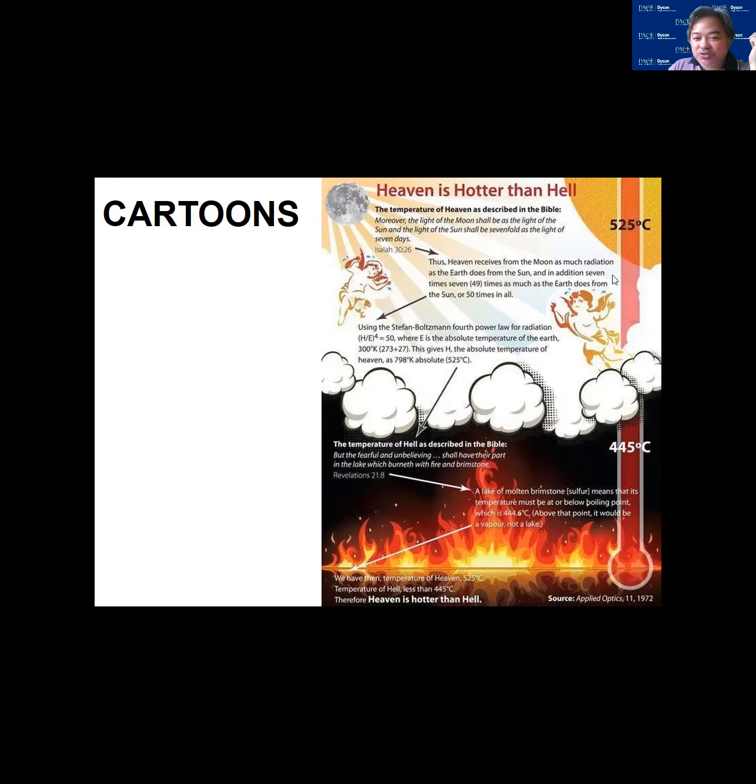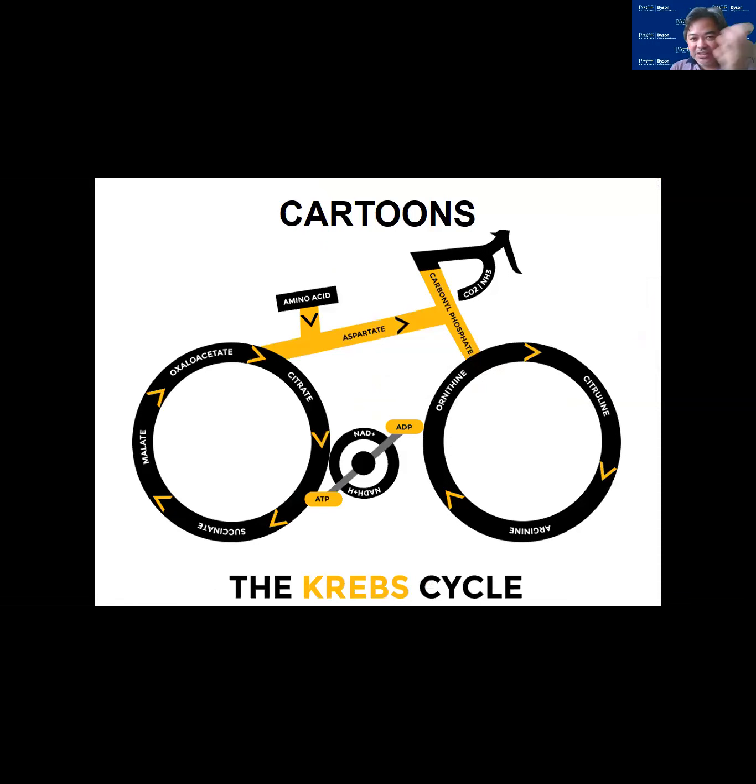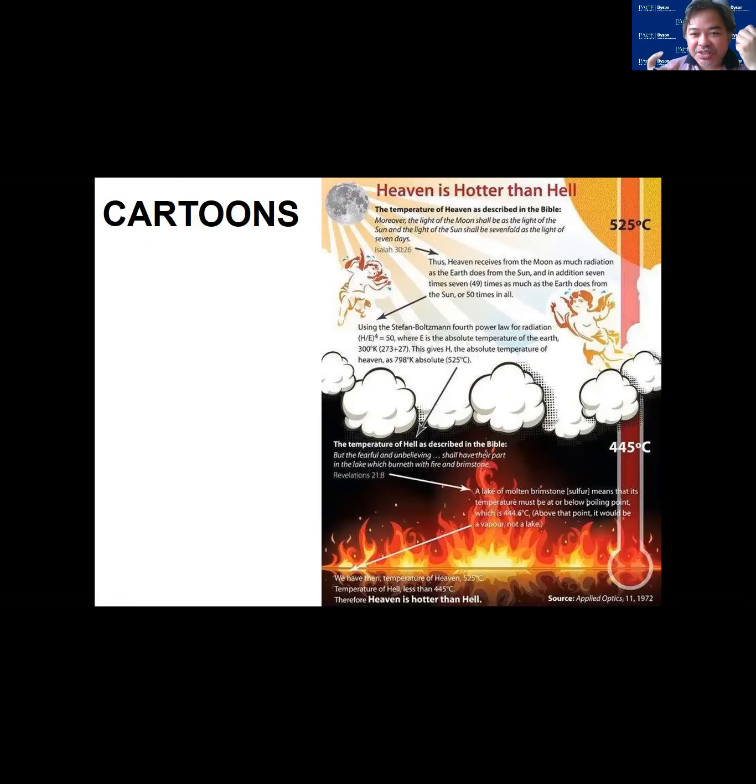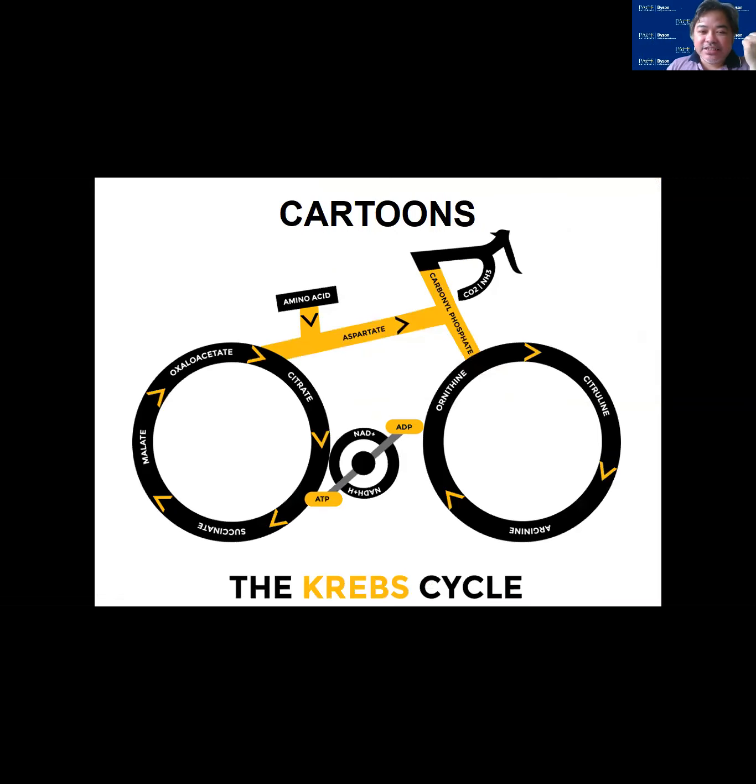525 versus 445, so we can say hell freezes over. Okay? But you have to be careful on that, especially if you have some Christian student. But as I've told you, this is just trying to make your students' minds critical. Okay? And then I use cartoons to describe the so-called Krebs cycle, how the different reactions in that cycle happen.